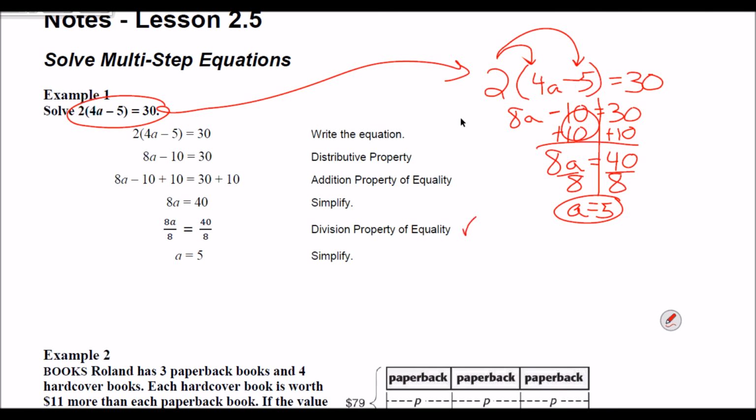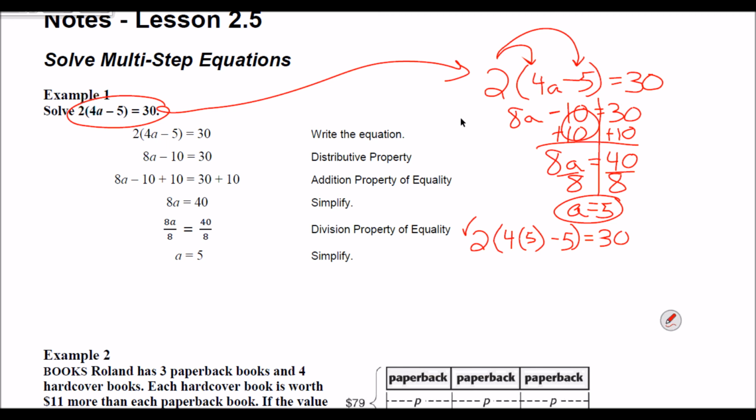So to check this, we go back to the original. So we keep the 2, we keep the parentheses, we keep the 4. We do not keep A, we replace A with 5. Remember, anytime you're replacing a variable or plugging in for a variable, you want to make sure that you're putting your answer, or what you think the answer is, in parentheses, okay?